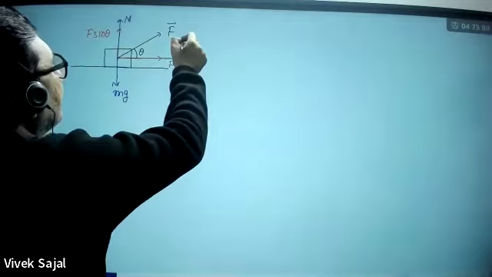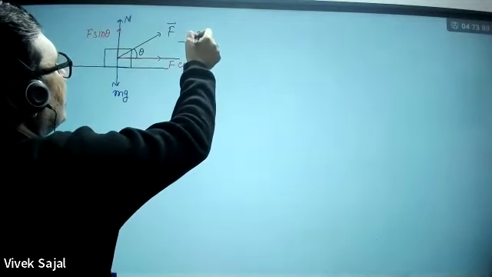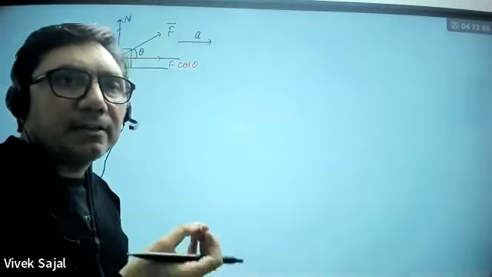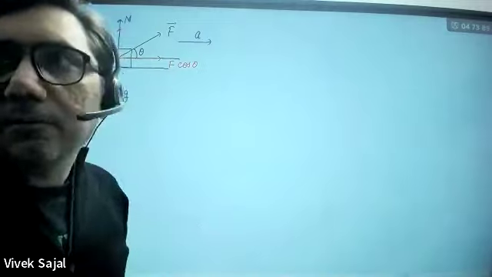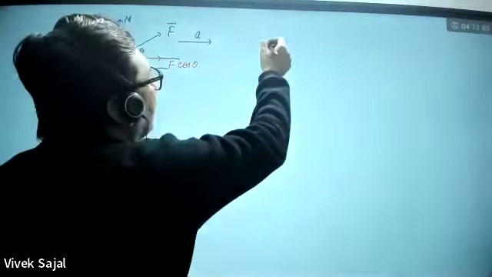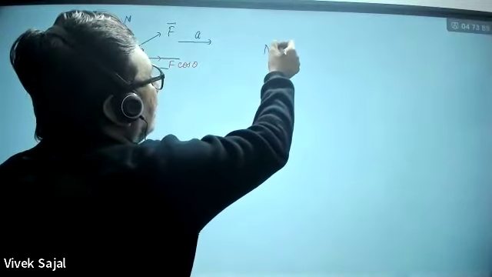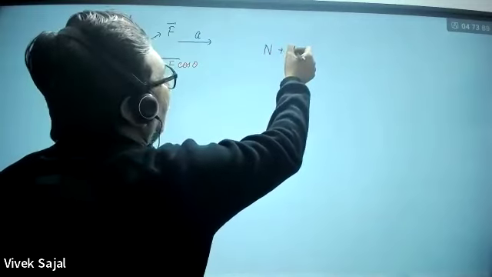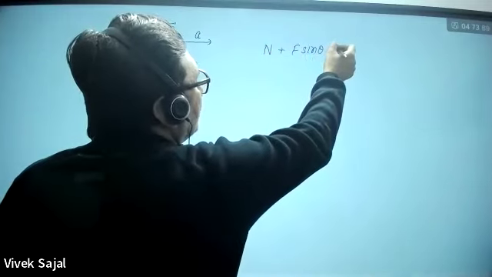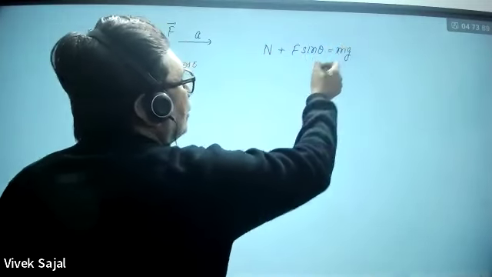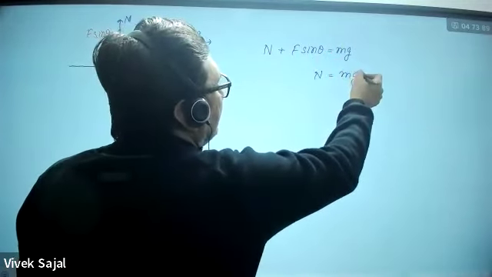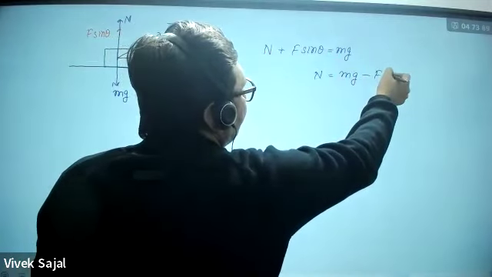I am saying its acceleration is in this direction. So this block is in contact with the ground surface. It continues to have contact with the ground surface, which means it is not moving in the up or down direction. So I can write the first equation: upward forces, normal reaction plus F sin theta, will be equal to mg. So if someone asks you to calculate the normal reaction, then the normal reaction will be mg minus F sin theta.